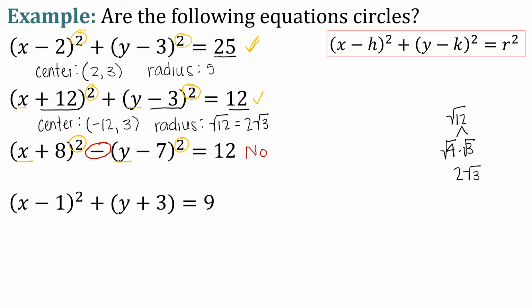Let's look at our fourth equation. Both are squared. Oh, both are not squared. So this one is a no because the y is not squared. Because the y is not squared, this is a no.